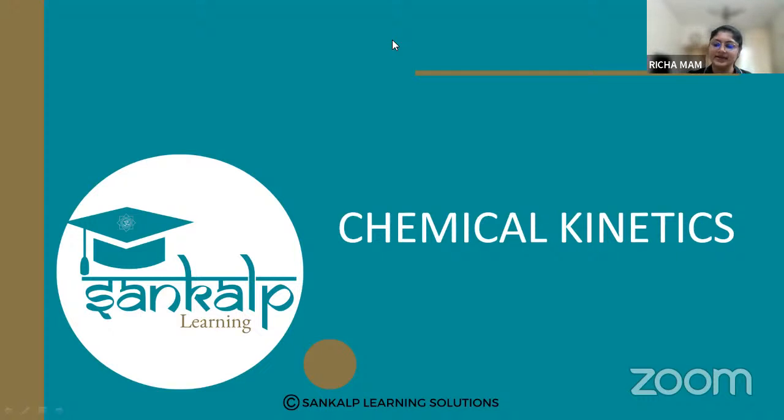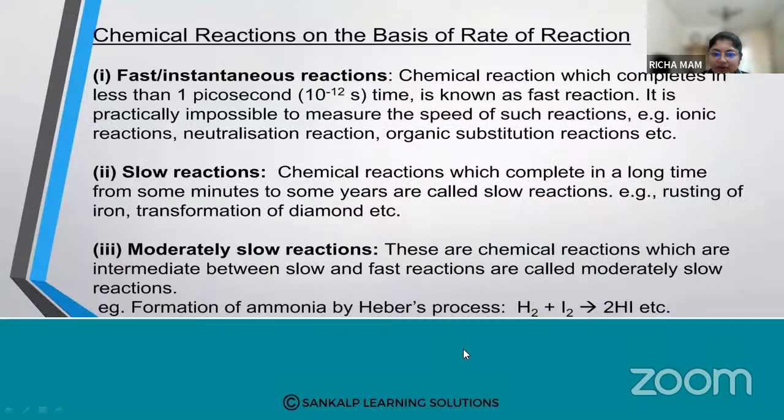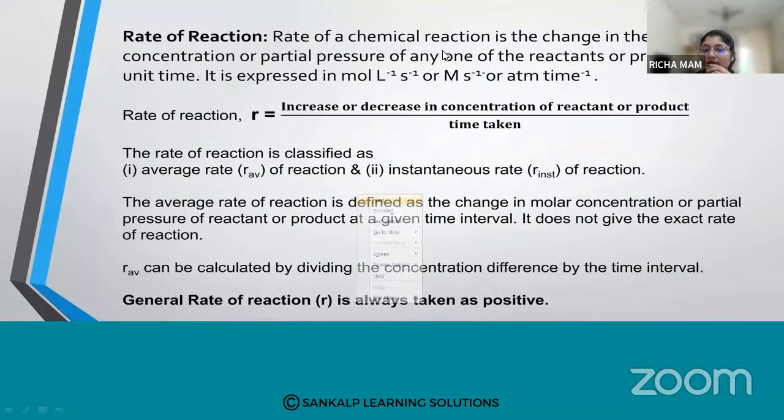Yes, so in the previous class, we started with the new chapter, chemical kinetics. In the last class, we discussed what chemical kinetics is. Then we discussed the rate of reaction and the different types of reactions. Chemical reactions can be fast, slow, or moderately slow. Then the rate of reaction is classified into two: average rate and instantaneous rate of reaction. We have discussed this also.